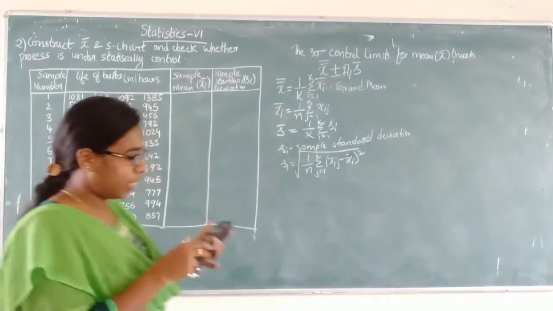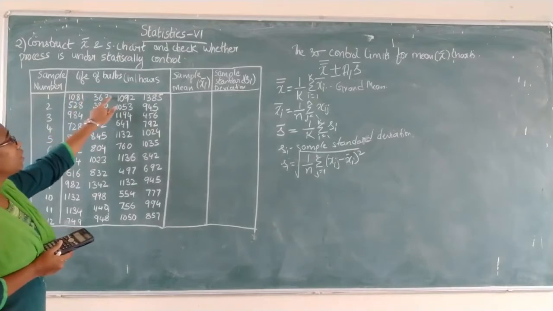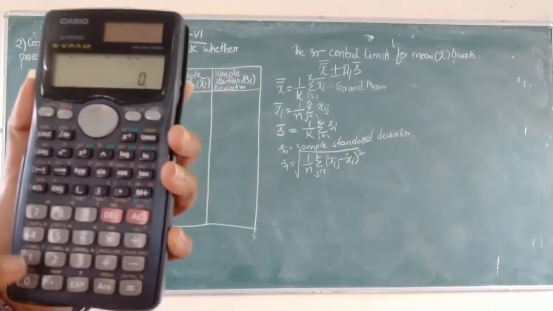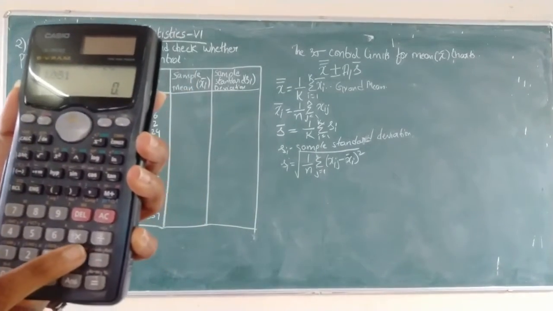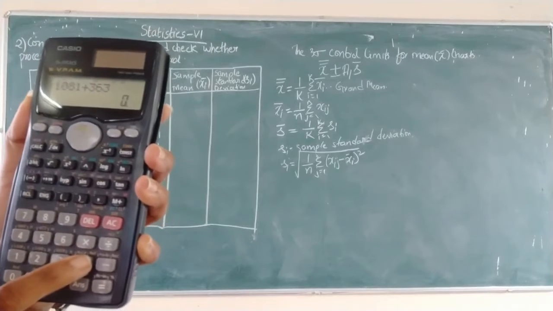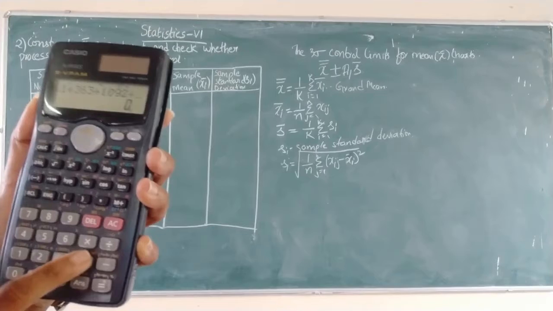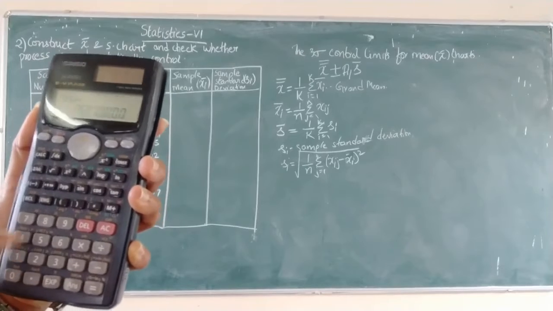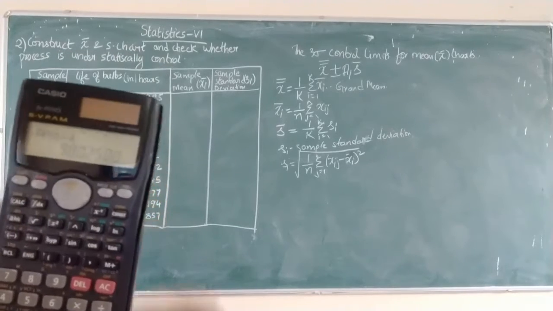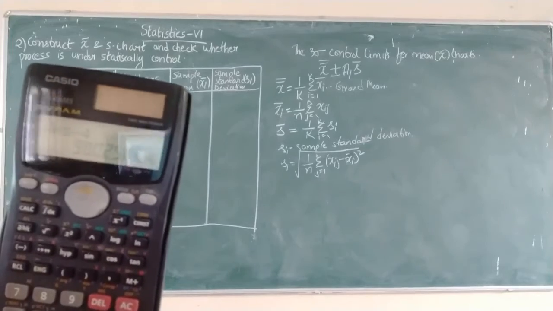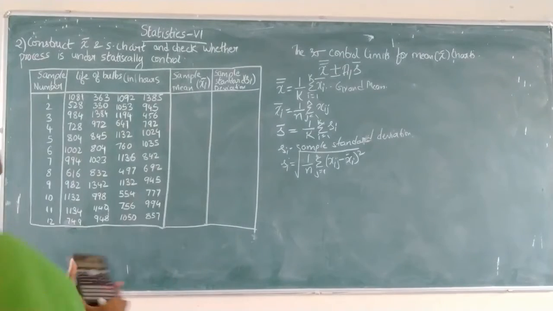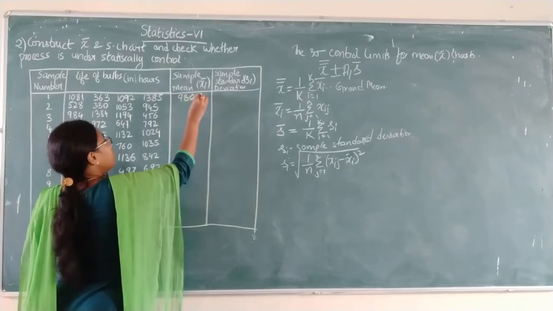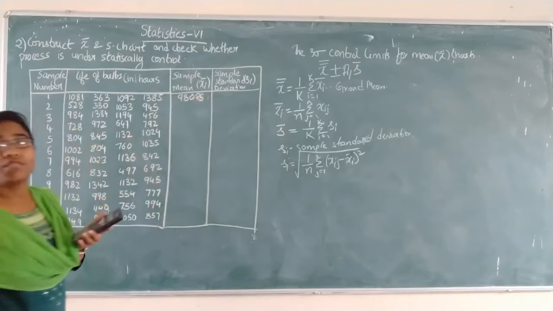So how will we find the mean value? Mean is nothing but the average of these four values. What are the four values we have? The first values are 1081 plus 363 plus 1092 plus 1385. The sum of observations divided by the number of observations, that is 4, equals 980.25. So this is the mean for the first sample.